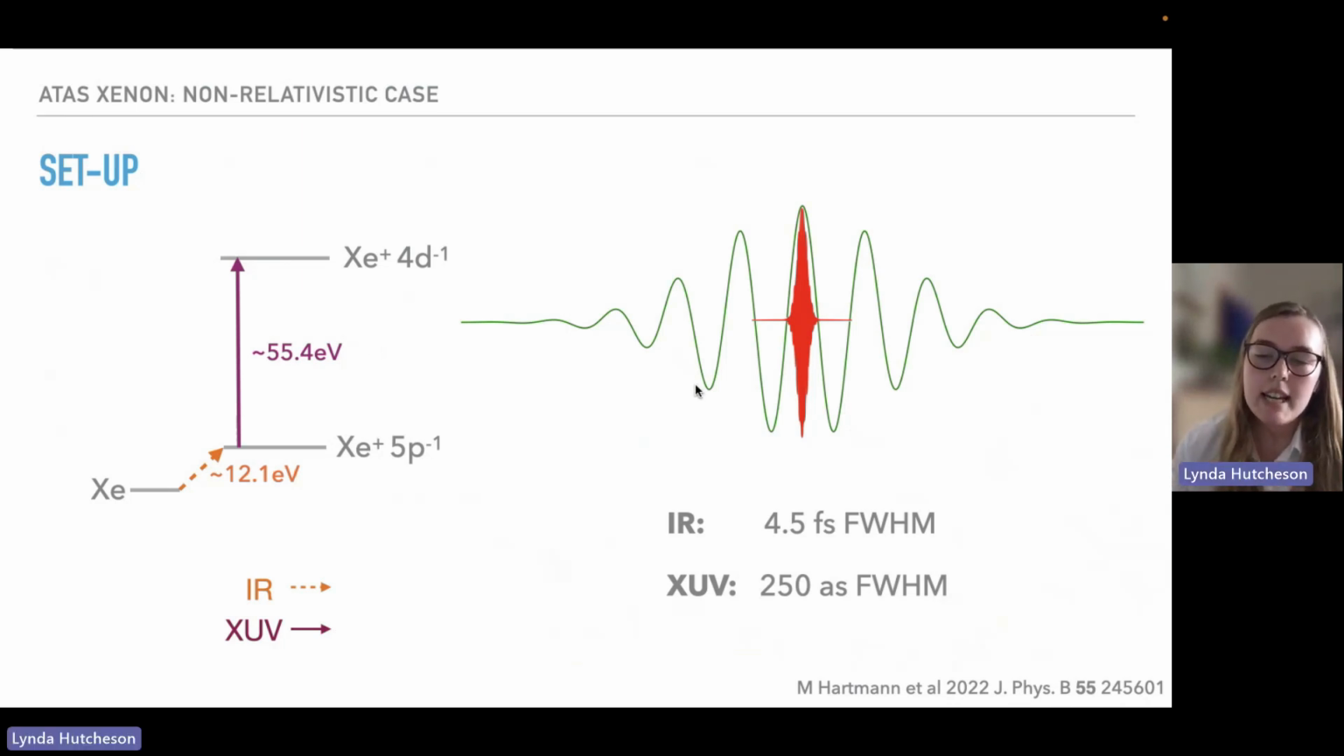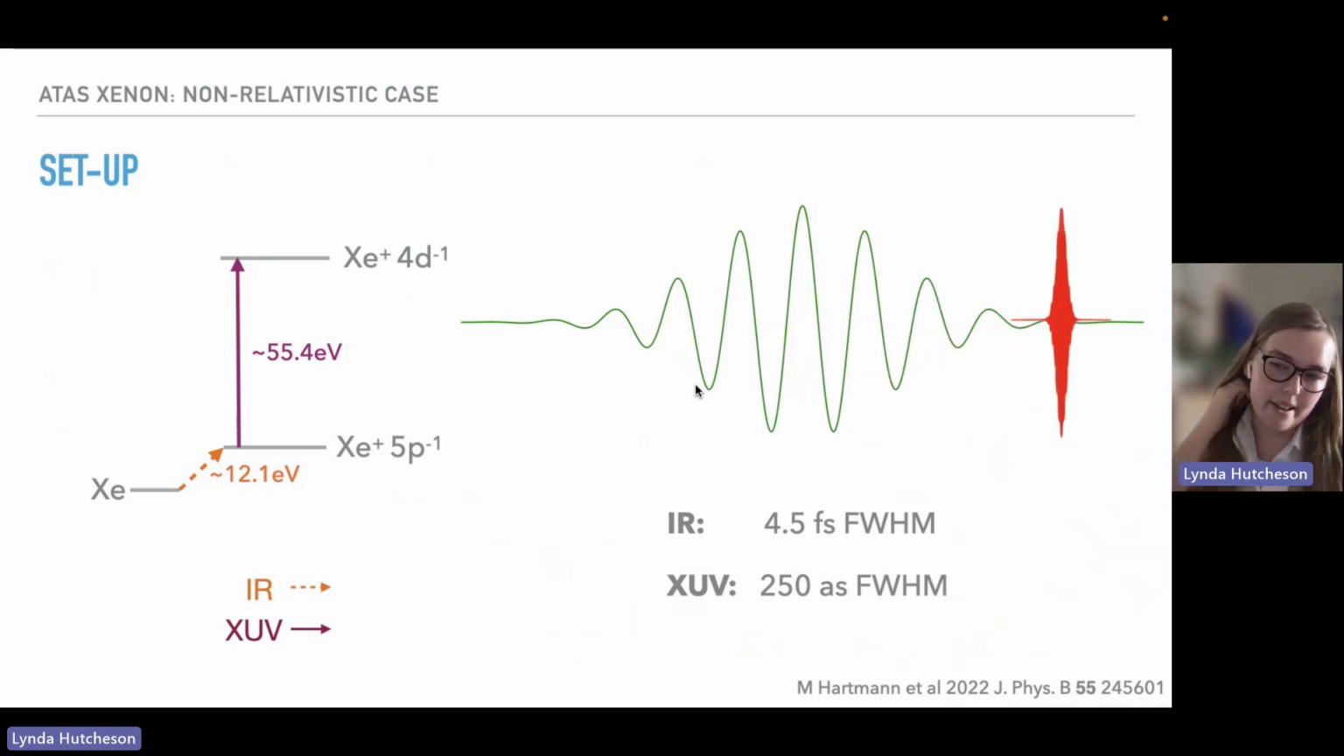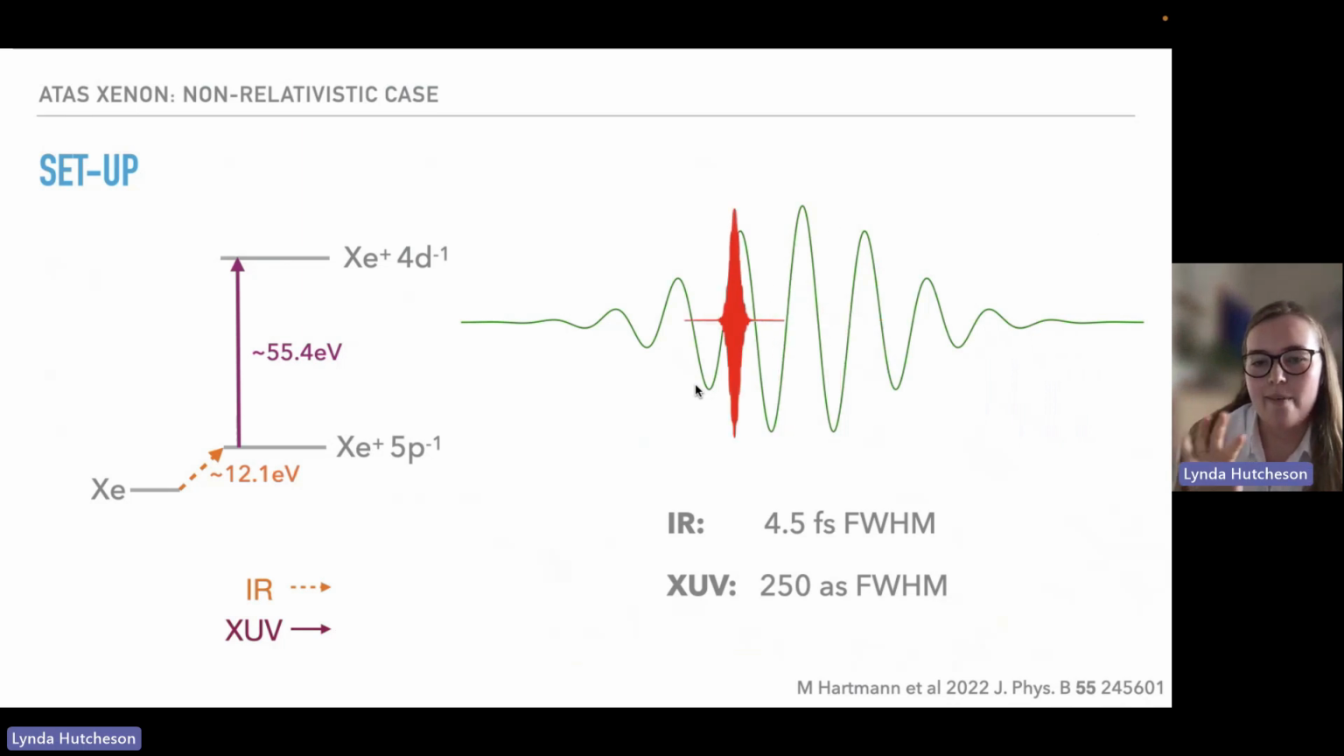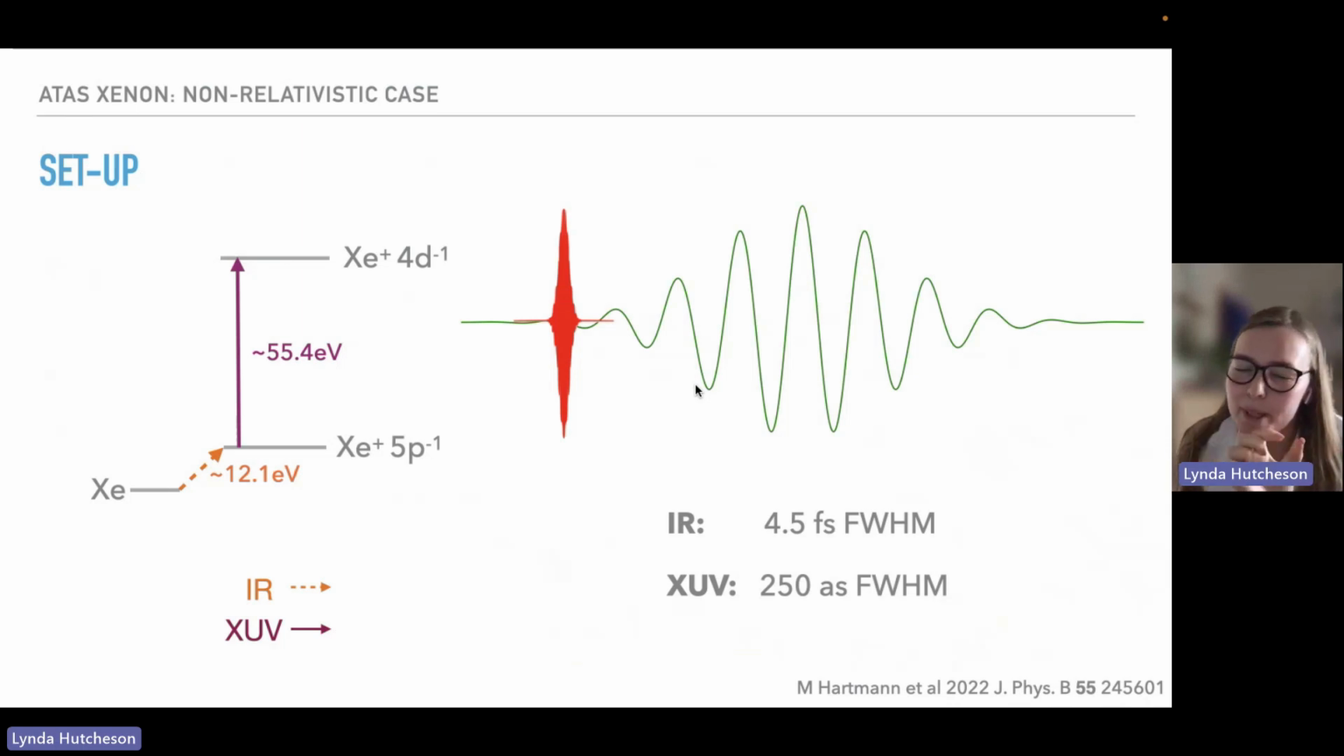Then by varying the time delay between the XUV and IR pulses, we can look at how these things are changing over time. This animation is flawed, so really what we do is we keep the XUV fixed and change the IR, but it's easier to move a small thing about a screen than it is to move a big thing.